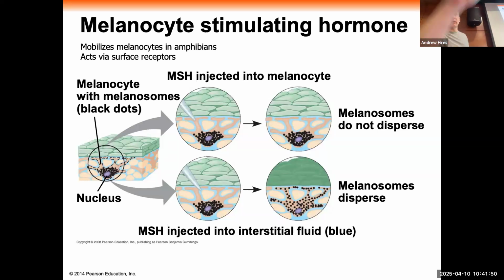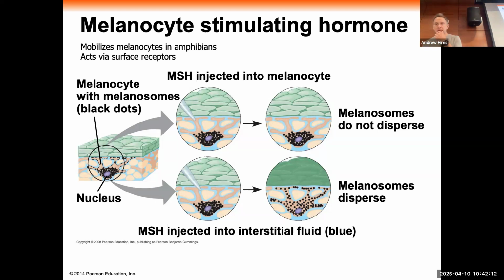Go ahead. Aren't the granules in melanocytes supposed to be a defense mechanism for your skin, to be able to absorb UV light? Sure, right. It's like, why do we have darker skin? It's a defense mechanism to absorb UV light and prevent DNA damage, essentially.